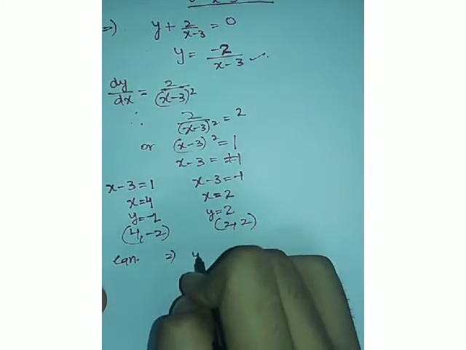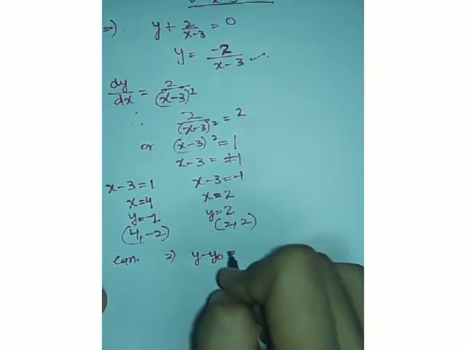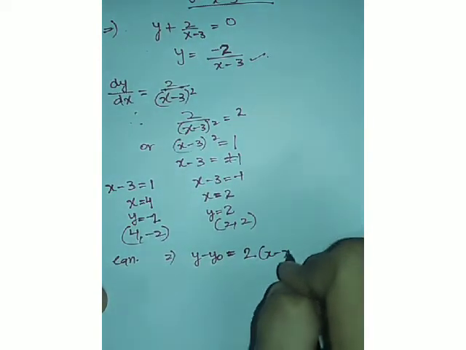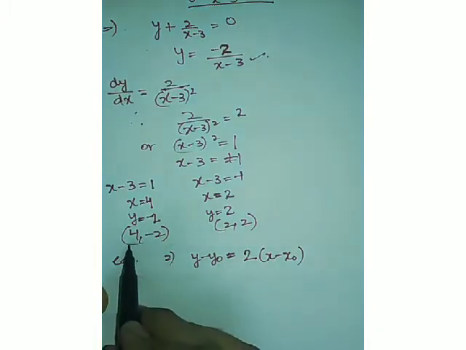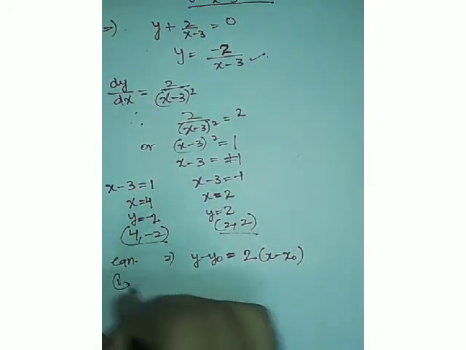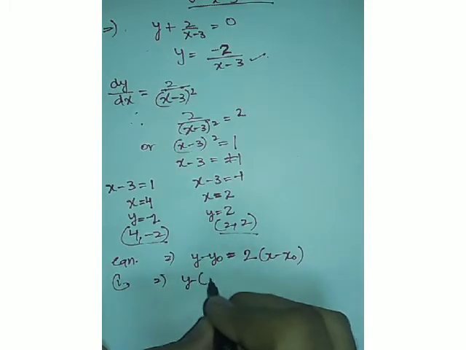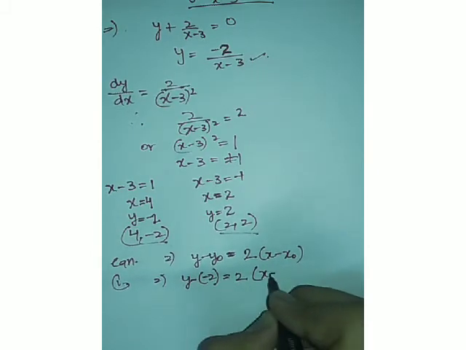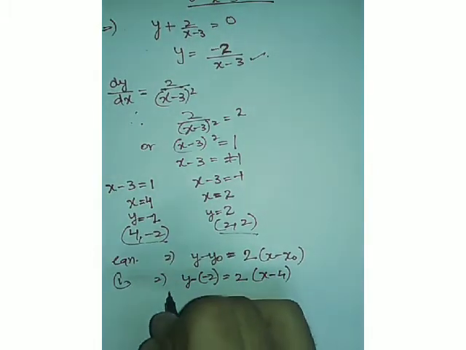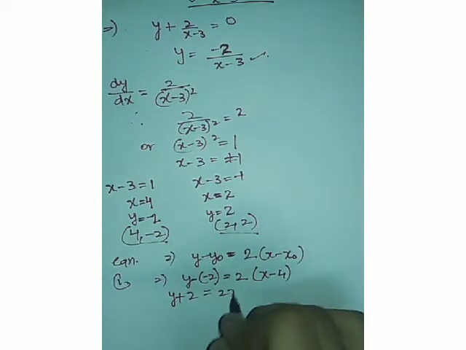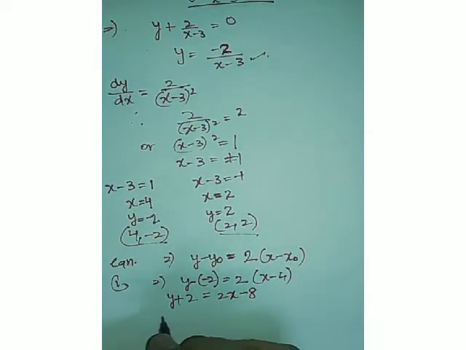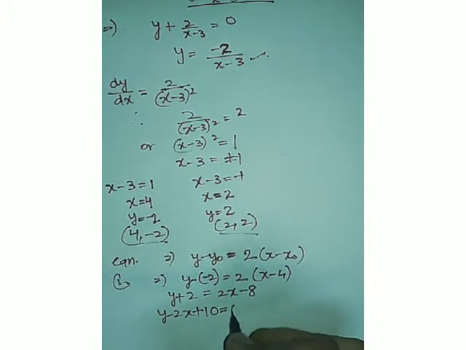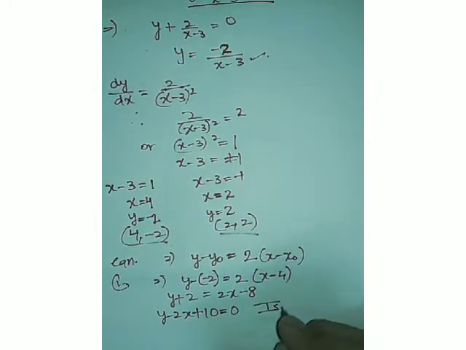Now what's the equation of tangent? It is y minus y naught is equal to the slope, which is given as 2, times x minus x naught. Firstly, our y naught, x naught will be this and then it will be this. So first equation will be y minus minus 2 is equal to 2 times x minus 4. This is our first equation. Simplify it a bit. y plus 2 is equal to 2x minus 8. What will you get? y minus 2x, 2 plus 8, that is 10. y minus 2x plus 10 is equal to 0. This is our first equation.